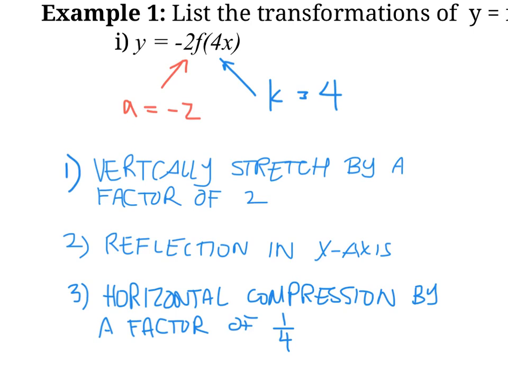So if the x value was like 8, for example, it's going to divide it by 4, and you're going to end up with an x value of 2. Right, in that case. So there we go. Those are the only transformations that are applied to the function in this case. Let's go on to the next one.